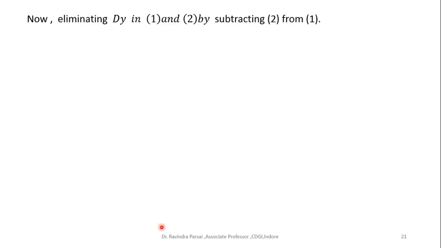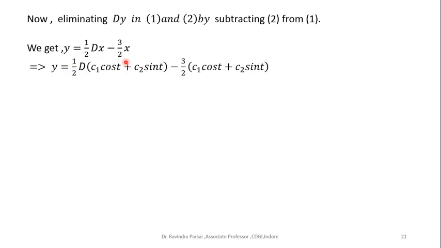Now by using this value in any one, or you can repeat this same process. So now eliminating dy in equations 1 and 2 by subtracting from 1, this gives you y equal to 1 by 2 of dx minus 3 by 2 of x. Now you put the value of x in place of x: 1 by 2 of d of (c1 cos of t plus c2 sin of t) minus 3 by 2 of (c1 cos of t plus c2 sin of t).